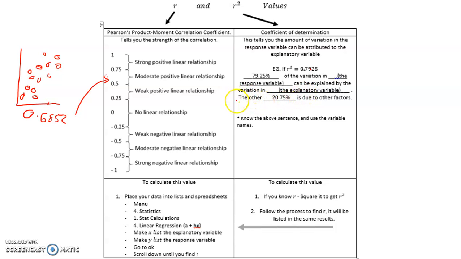The last part of this sentence is not always required, but if 79.25% was explained by this, the other 20.75% is due to other factors. This sentence becomes really, really important. Know that sentence, know how to fill the gaps in to tell us what the R value tells us. What we're going to do now is we're going to calculate the R value, and we're going to calculate the R squared value on the calculator.